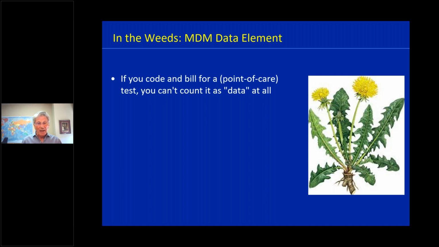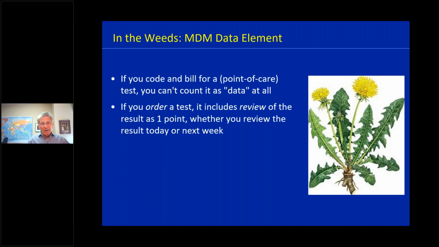Just before I get to the third, which is risk, there are some nuanced but really important points when you look at the medical decision-making data element. Number one is that if you code and bill for a point of care test, that is to say a pregnancy test, a microscopy, an HIV test that you do in your office, you can't count that as either ordering a test or reviewing a test result because you're billing separately for it. You can't get credit twice. Number two is that if you order a test, like a chlamydia and a gonorrhea, it includes the review of that result.